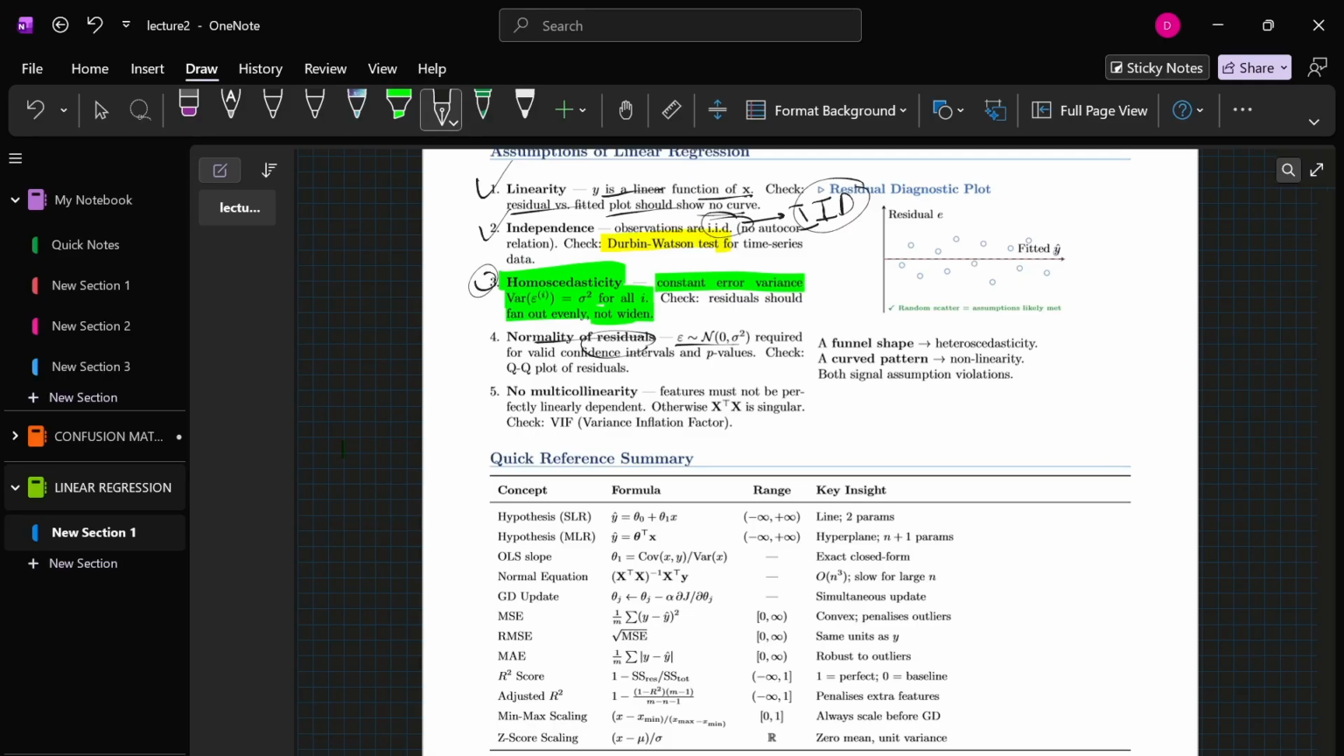Fourth one is normality of the residuals. The errors should follow a normal distribution with mean 0. This we have also discussed. Diagnose it with a QQ plot of residuals, which should lie on the diagonal line. Fifth point is no multicollinearity. In multiple linear regression, your features must not depend on each other, for example x1 should be independent of x2. That's one important thing. There is one more measure called VIF, variance inflation factor. We have not discussed it in detail, but a VIF above 5 or 10 is a red flag.